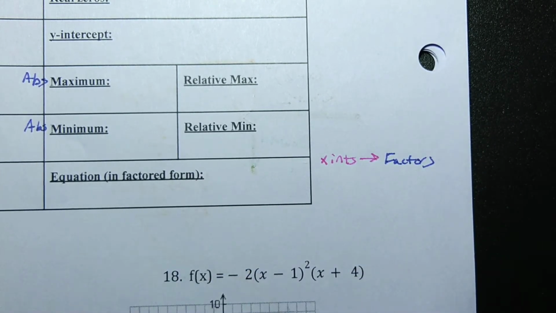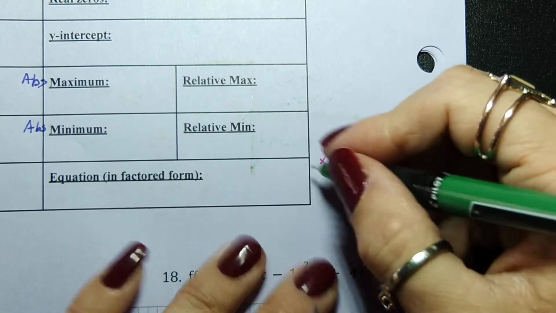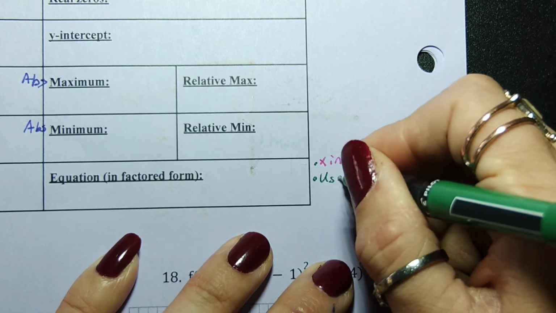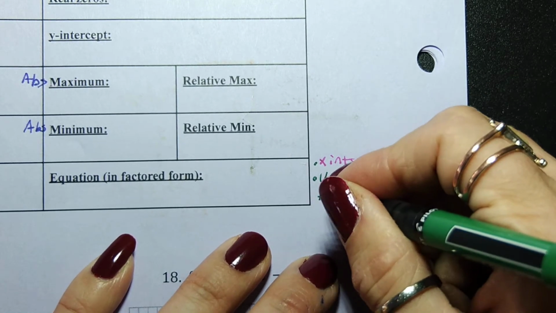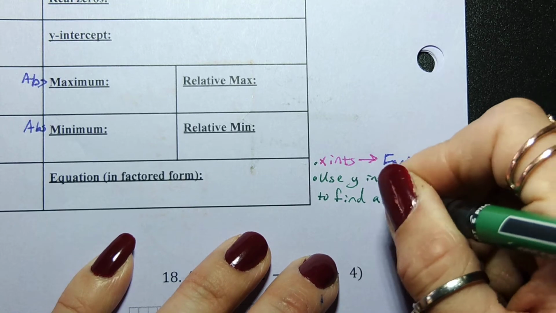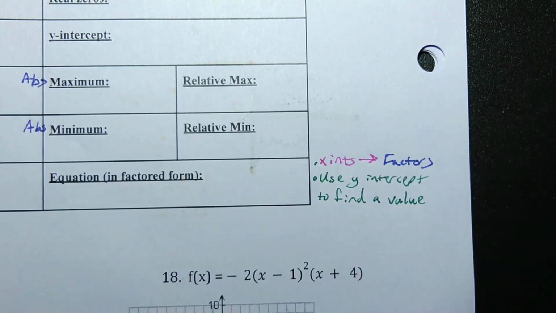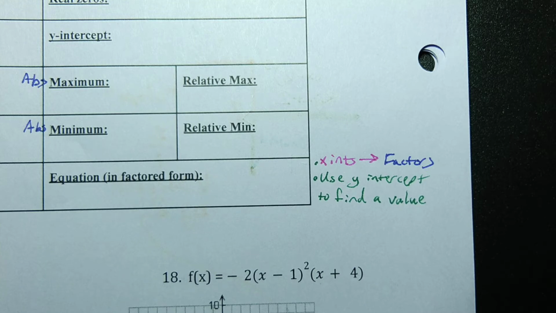And then we use the y-intercept to find the a value. So that's actually really similar to what we just did in the previous unit. We had to use given points, the vertex and another point on the graph, to solve for that a value. Here we are trying to find our leading coefficient by using a known point, the y-intercept, and plugging into the factored form.